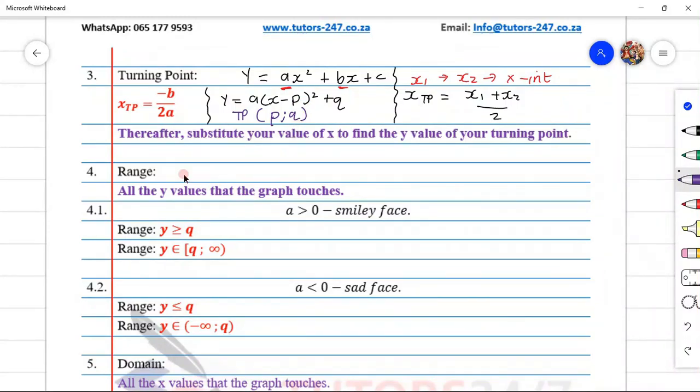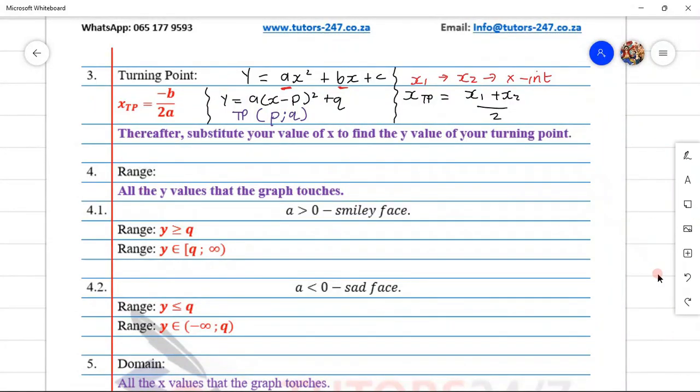So if we want to get our turning point coordinates from our turning point form, all we have to do is extract the p value and extract the q value out of the equation. So those are the three methods that we can use in order to find our turning point coordinates. We'll do a few examples on turning point in a minute. Let's just go through our range and our domain before we move on to that.